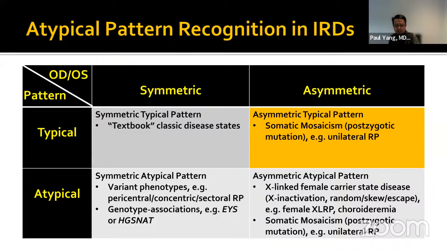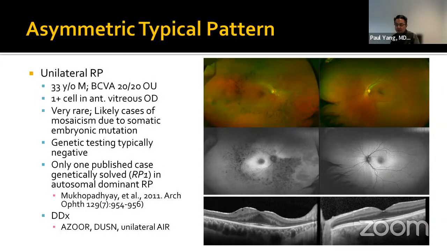All right, so next category is the asymmetric between the two eyes. All right. So this is a patient with unilateral retinitis pigmentosa. Okay, just one eye is affected, and the eye that is affected looks pretty typical. These are pretty rare. There's probably only one published case where it is pretty definitive.